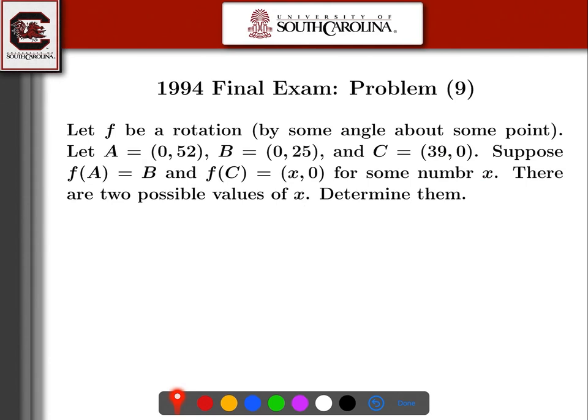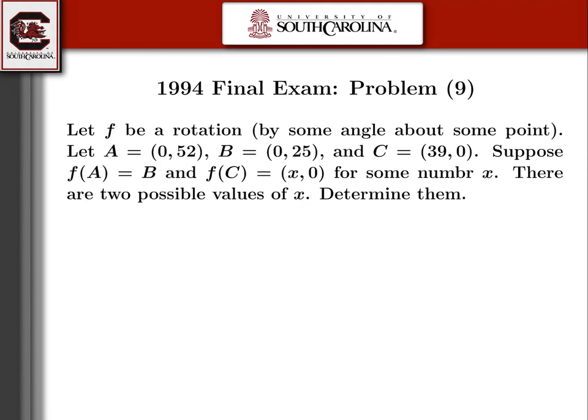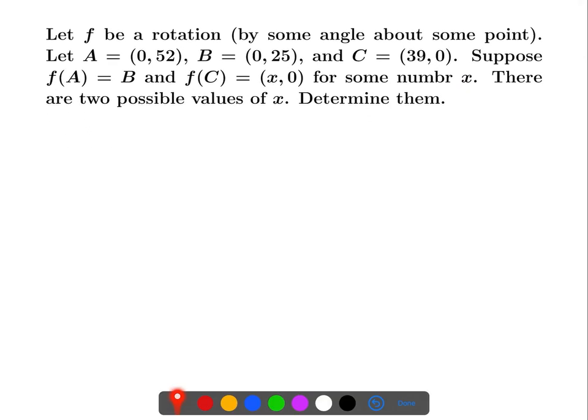So I haven't told you what the rotation is. I don't know the center of the rotation, and I don't know the angle you're rotating by, but somehow we want to figure out what this x is, where F of C goes by this rotation. So let's draw in a picture and see if that will help. So I put the points A, B, and C here. A was (0,52), so this is 52 on the y-axis. This is 25 on the y-axis since B was (0,25). And this is 39 on the x-axis since (39,0) was what C was.